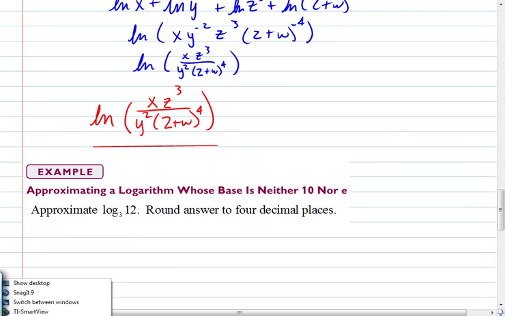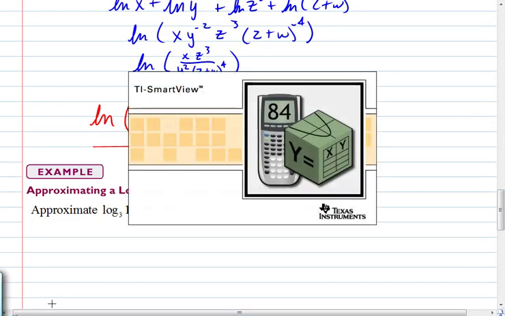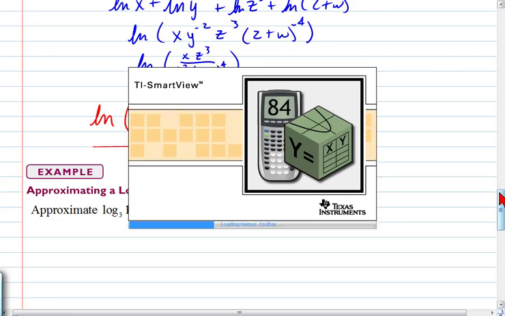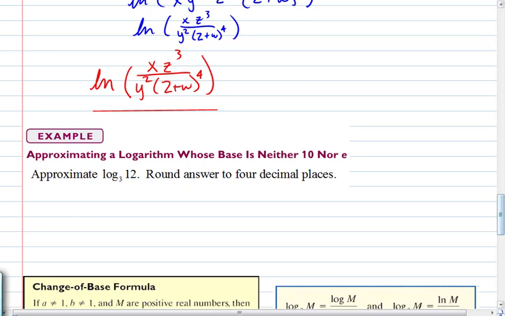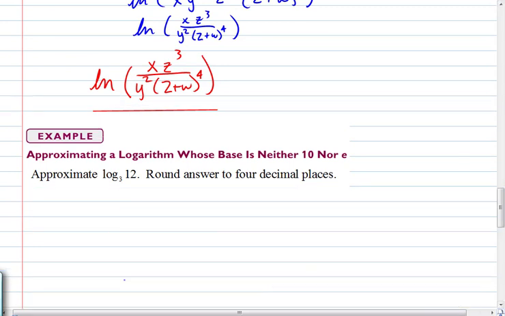Next problem, we want to approximate log base 3 of 12 and then round our answer to, how many decimal places did I say? 4? Most of us in the calculators that were required for the course do not have a log base 3 button, but we need a way around it. So here's what we're going to do. We are going to rewrite this as y equals log base 3 of 12, and we're going to solve this equation for y in such a way that we use a log button on our calculator.